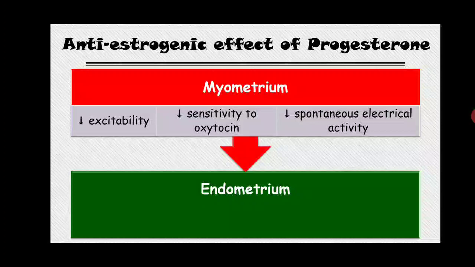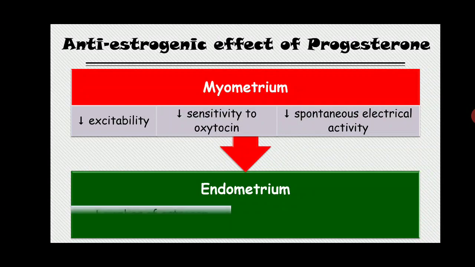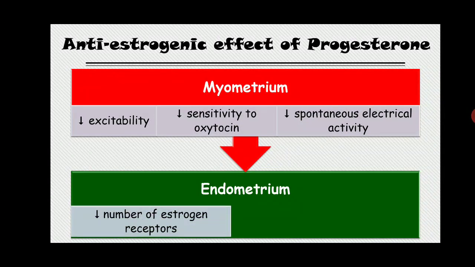Got it? It decreases the excitability, it decreases the sensitivity to oxytocin, and it decreases the spontaneous electrical activity, right? Now what does it do to the endometrium? Inside the endometrium, it decreases the number of estrogen receptors. Got it? The first thing progesterone does over the endometrium is decrease the number of estrogen receptors. So the effect of estrogen over the endometrium is not as big as it would be without progesterone, right?